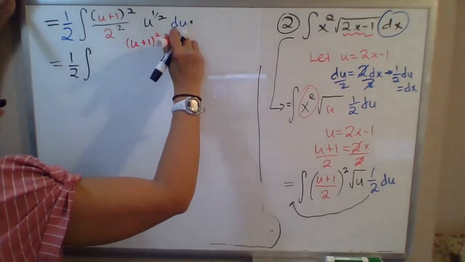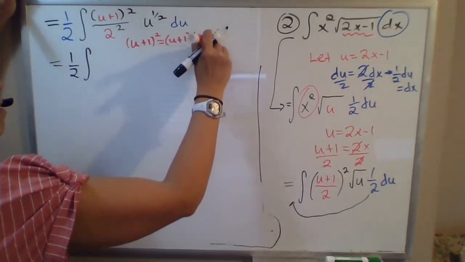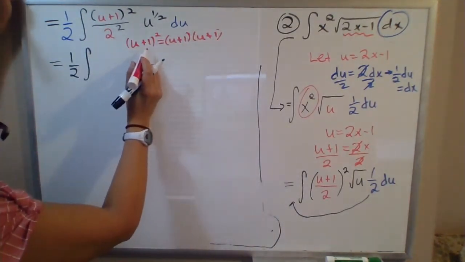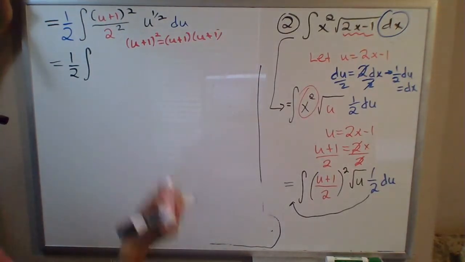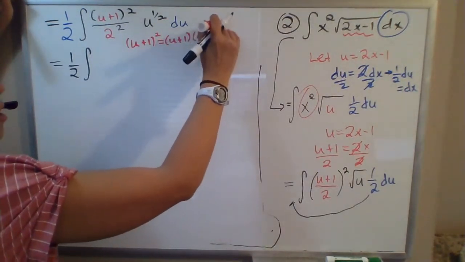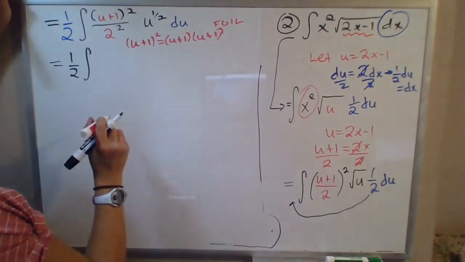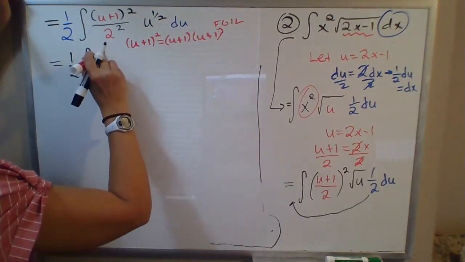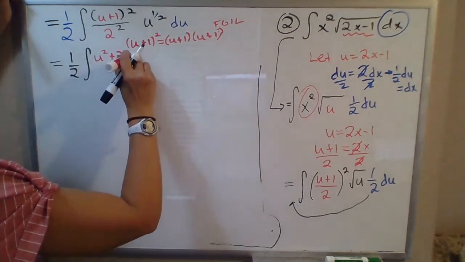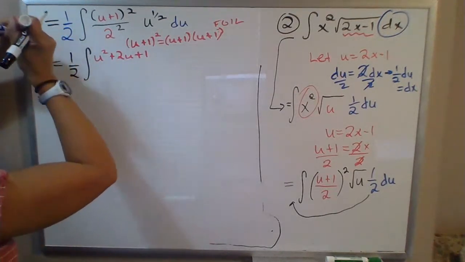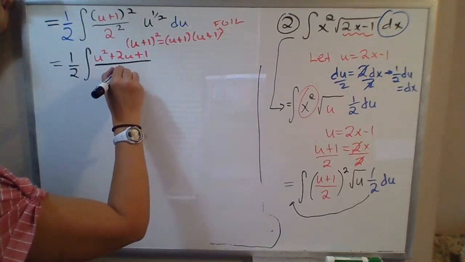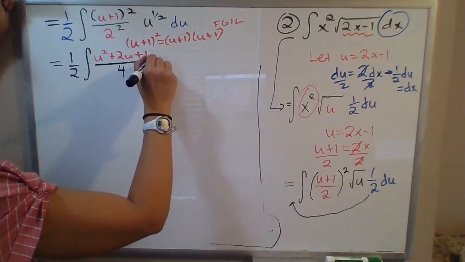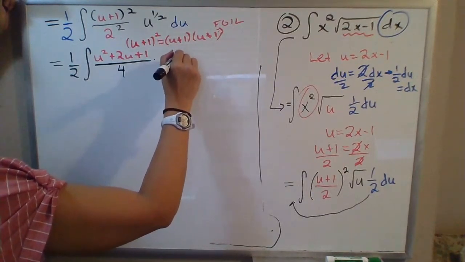Keep in mind, so that's u plus 1 times u plus 1. So maybe you just know the form of a binomial squared, which is great. If you don't, then you can FOIL it out. So write it out long ways and then FOIL. That'll give you u squared plus 2u plus 1 over 2 squared in the denominator, so that's 4, times u to the 1/2 du.